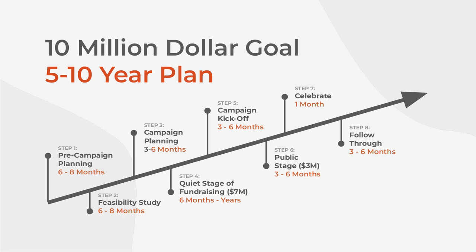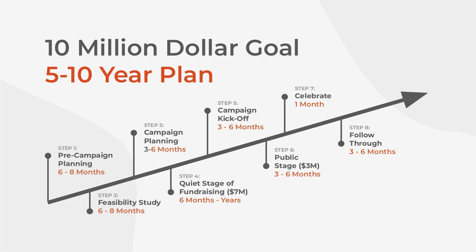Finally, you go into this public stage where your goal would be, in this case, to raise $3 million. And that can take anywhere between 3 to 6 months. And that can be a combination of the email marketing campaign, a direct mail campaign, a series of events, or posters everywhere out in the community, advertising in newspapers, advertising in local stores. So that can take a public stage where you own the airwaves for an extended period of time. In this case, we're giving an example of 3 to 6 months.